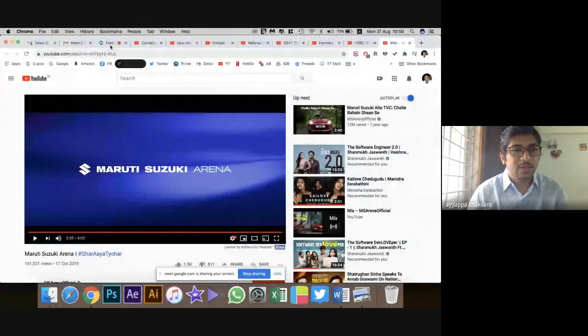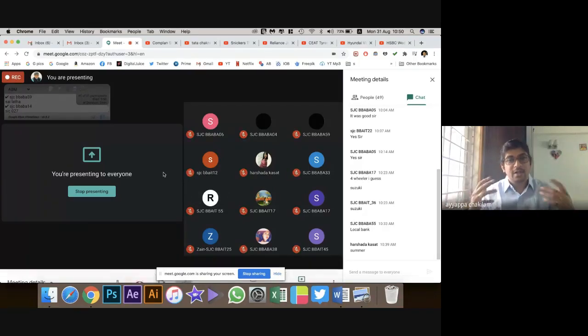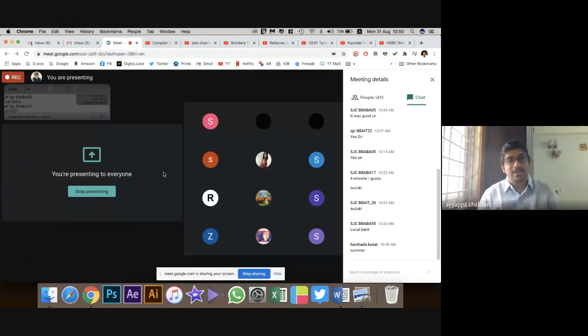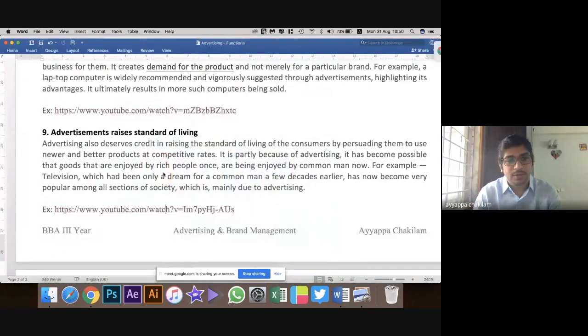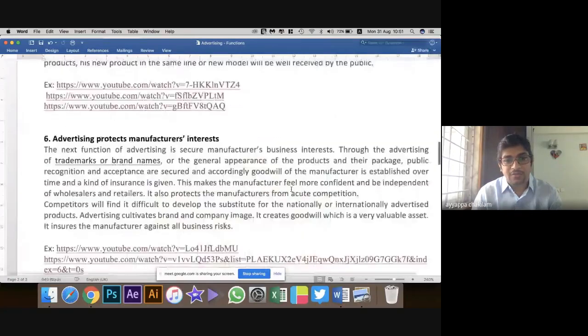Wonderful advertisement, isn't it? It's trying to tell that India has so many diverse communities and so many festivals, but still there's another festival called Get a Maruti. It's like inviting festivals. So it raises the standard of living. A beautiful example of Maruti Suzuki. These are the primary functions of advertisements that I have discussed.